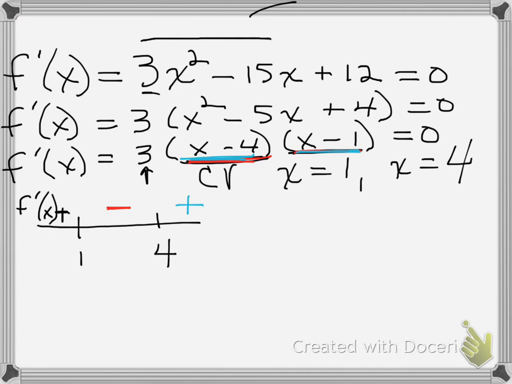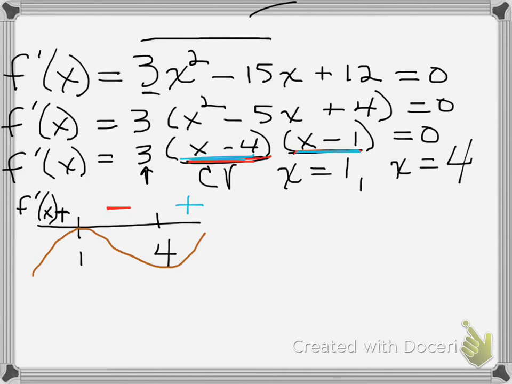So we know to do our little sketch of what the function would look like. If the slope is positive here, and negative here, and 0 here, and then positive here, this is what it looks like. So we are trying to find the minimum value.